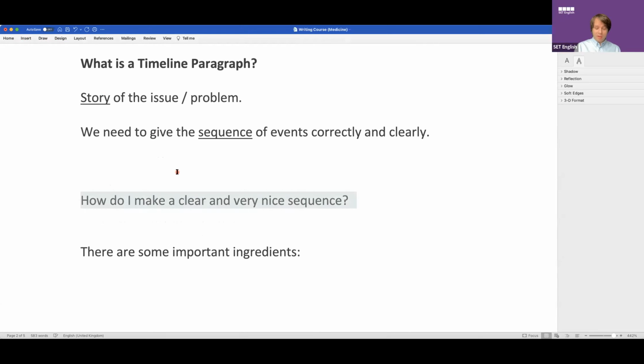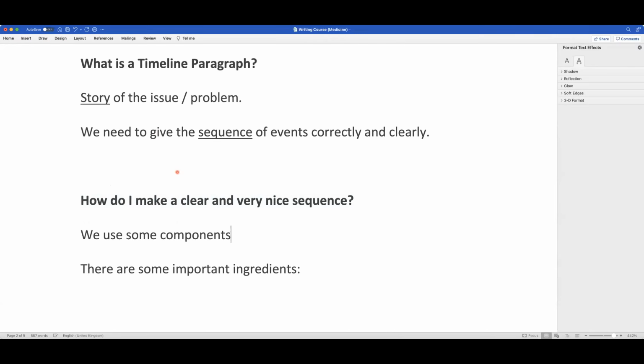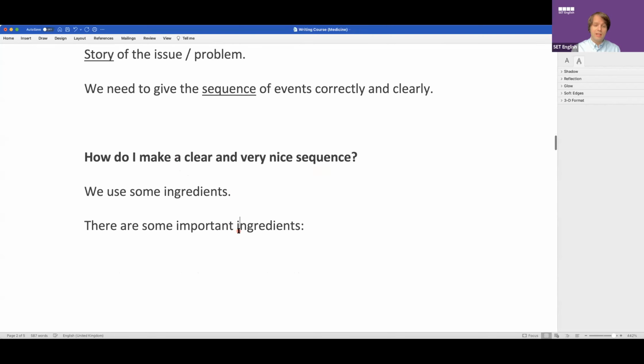Components. Okay, so how about this then? How do we make a clear and very nice sequence? We use some components, right? We use some ingredients. Words. Yes, specific words. Let's go through them, guys, because you should always try and use them as much as possible. Let me just try and list this here.